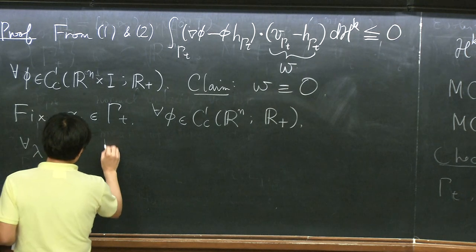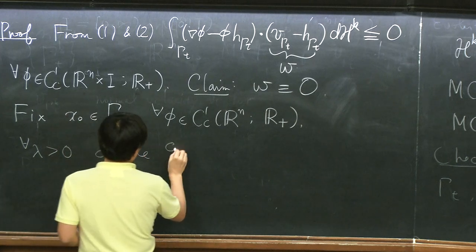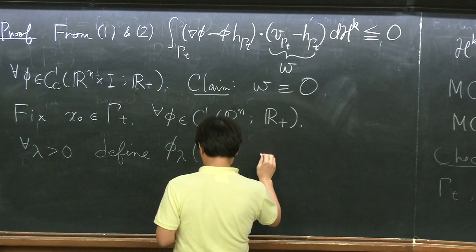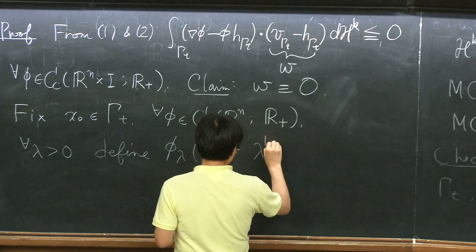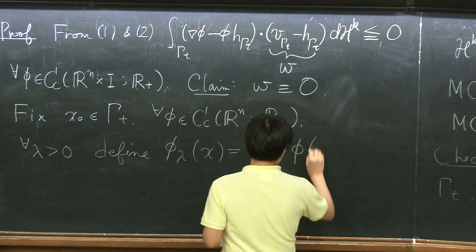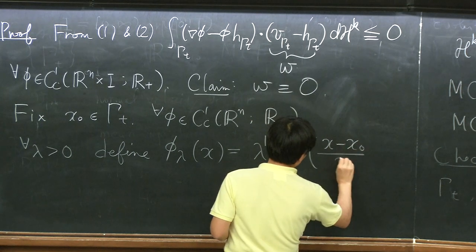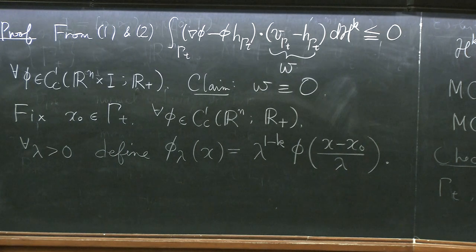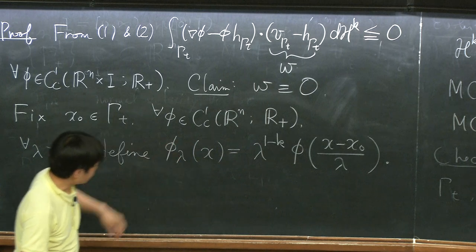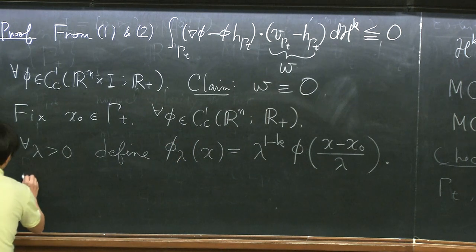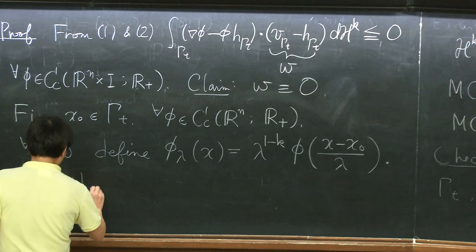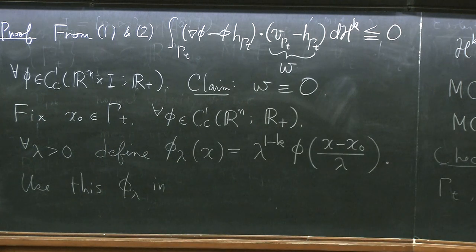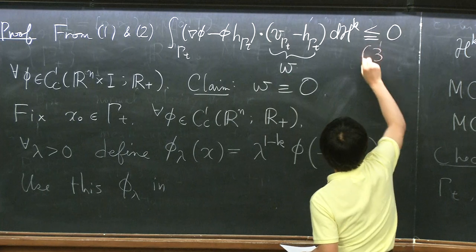And now I define phi lambda of x to be this function, phi of (x minus x0) divided by lambda. I just define this function, and it is still non-negative, of course, because phi is a non-negative function. And now use this phi lambda in this equation 3.